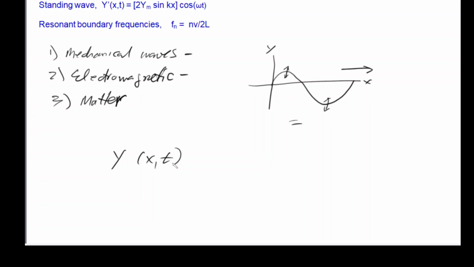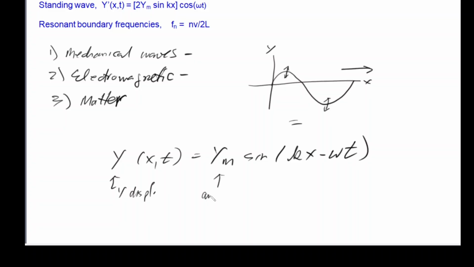So we can use the equations of oscillation to describe the motion of the wave such that our wave function y of x of t is equal to y max, which is the amplitude, times the sine of kx minus omega t. And so this equation gives us our y displacement, or transverse displacement. It gives us our maximum amplitude.